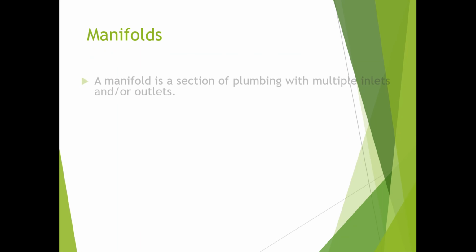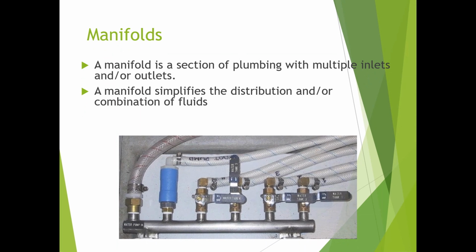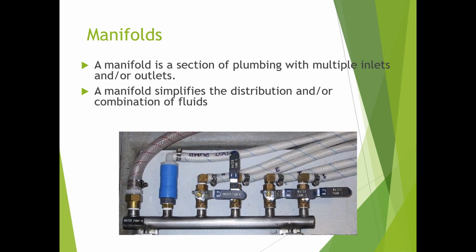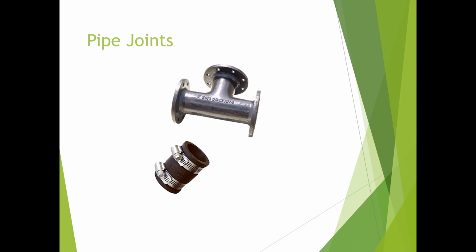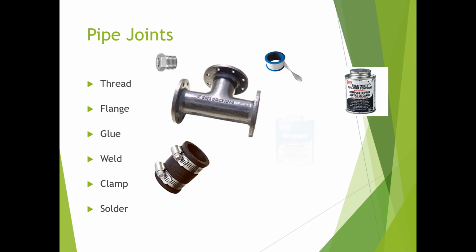Manifolds. A manifold is a section of plumbing with multiple inlets and or outlets. A manifold simplifies the distribution and or combination of fluids. Pipe joints. The pipe joints are thread type, flange type, by gluing, welding, clamping and soldering.